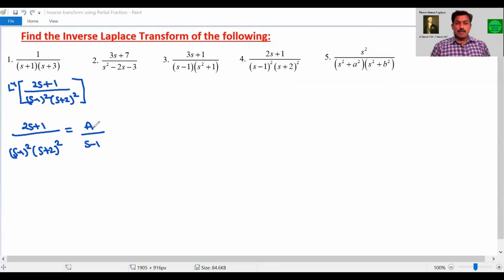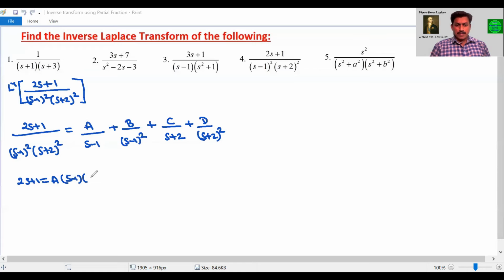First term is a by s minus 1. The second term is plus b by s minus 1 the whole square. Then c divided by s plus 2, d by s plus 2 the whole square. Now we are going to take LCM. 2s plus 1 equal to, compare this first term and your left hand side denominator, which one is missing, that you can multiply. Here one s minus 1 is missing, as well as this entire s plus 2 the whole square is missing.